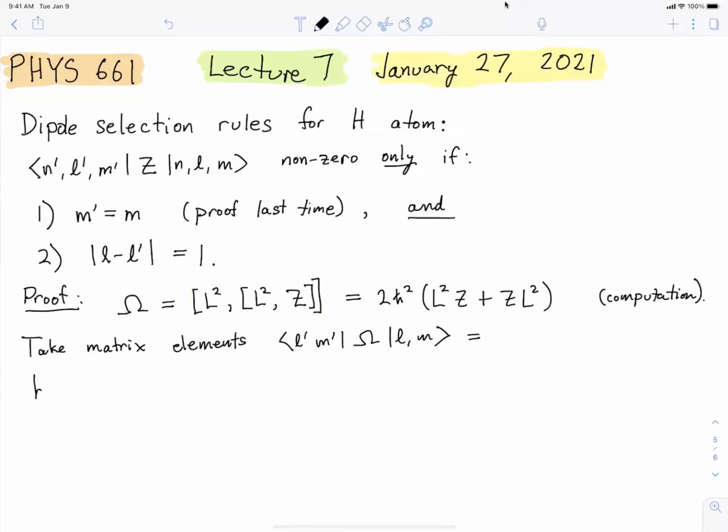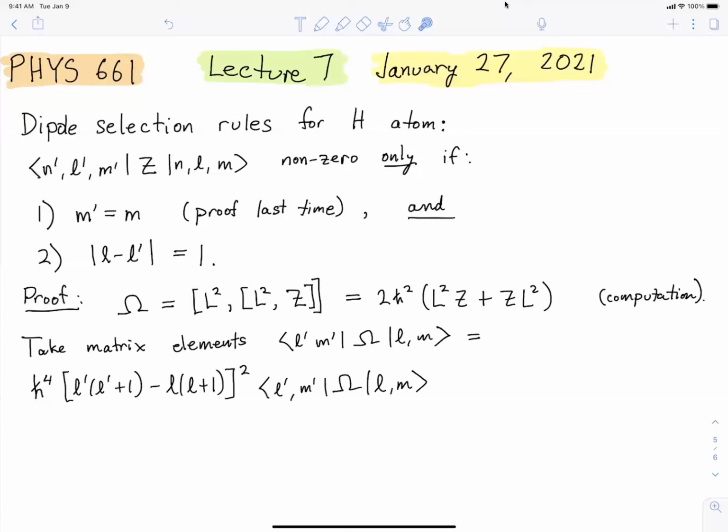This is h bar to the fourth. On the left-hand side, there's two L squareds. Each one of them has an h bar squared. And then there's L prime times L prime plus 1 minus L times L plus 1. The minus sign comes from the fact that it's a commutator. And then you do it twice, and so it's squared. You do it twice just because of that and that. Okay, and then what's left over is the matrix element that we're interested in, namely L prime, M prime, omega, L m.